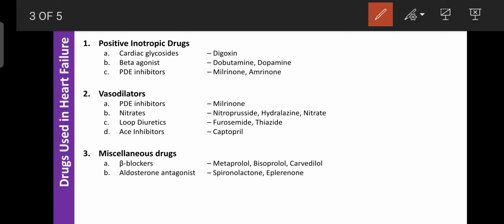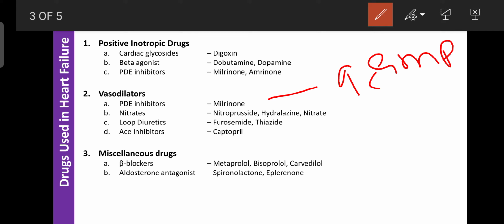Then the second class is the vasodilators. They are again sub-classified into four types. The first one is again the PDE inhibitors like milrinone. These PDE inhibitors also increase cyclic GMP. This cyclic GMP is a vascular smooth muscle relaxant, or it can relax the blood vessels. Due to that property, it is used as a vasodilator, helpful for the treatment of congestive heart failure.